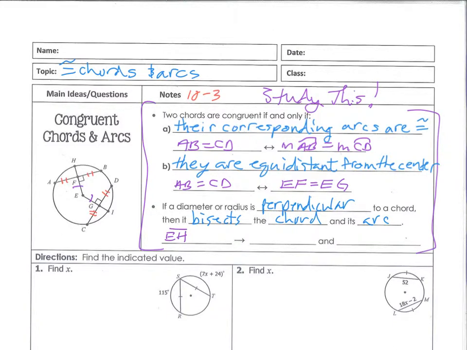If segment EH is perpendicular to segment AB, so I'm just using this as an example right here. So if EH is perpendicular to AB, then, so notice it's just one arrow, then the distance from A to F is going to be exactly equal to the distance from F to B, and the measure of arc AH is going to be exactly equal to the measure of arc HB.